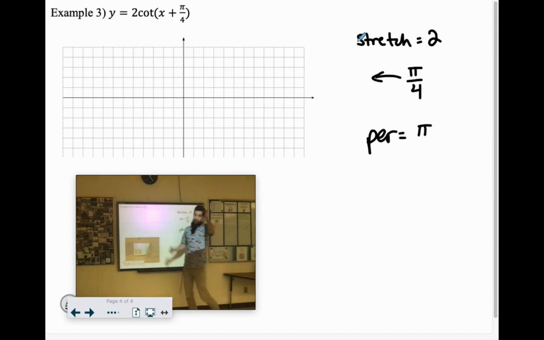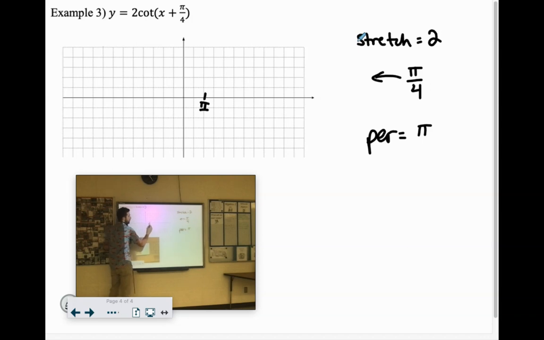So let's mark off every half of a period. So we'll have pi over 2, 1 full pi, 3 pi over 2, and 2 pi. We'll go negative as well. Negative pi over 2, negative pi, negative 3 pi over 2, and negative 2 pi.